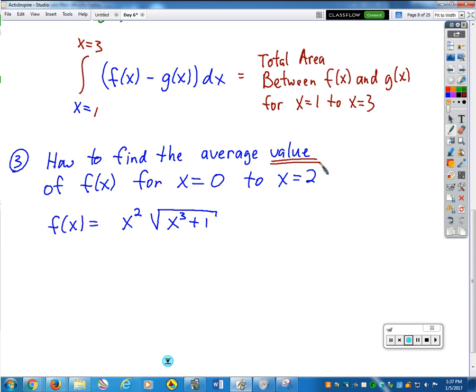2 points for a good try. There we go. Casey. The y-coordinate? Yes, the y-coordinate. 3 for Casey. No worries. So when they say average value, they mean the y-coordinate.